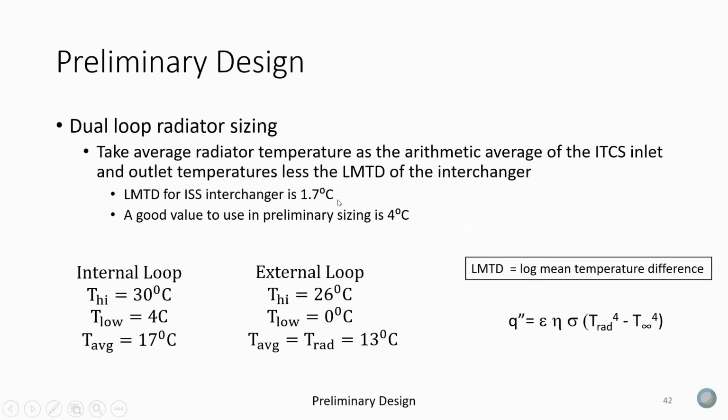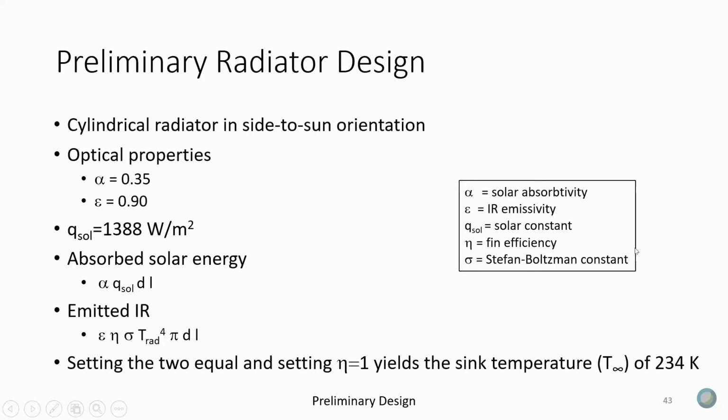Same thing if we're doing two loop, but now we have to include the delta T for the heat exchanger. For preliminary sizing, 4 C is probably good. On ISS, we actually did better than that. We were at 3 Fahrenheit or 1.7 C. So you can use 4 C for sizing, and then you go through and you get the exact same kind of equation to figure out what your specific heat rejection is.